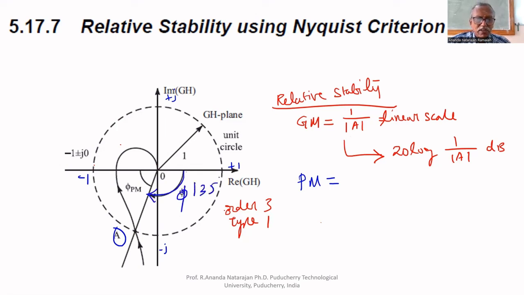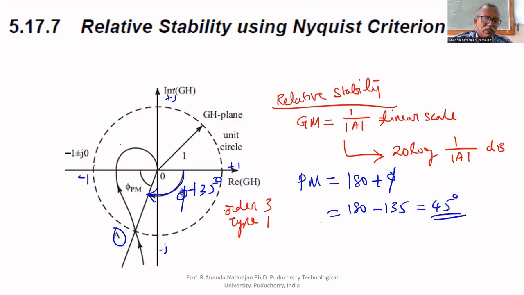Suppose this is 135 degrees, minus 135 degrees. Therefore, phase margin equals 180 plus phi, that is 180 minus 135, that is 45. Therefore, the phase margin is 45. The meaning is, if we increase the phase angle further from minus 135 to minus 180, the system becomes on the verge of instability. That is phase margin.